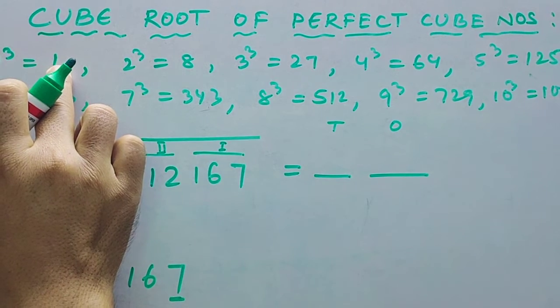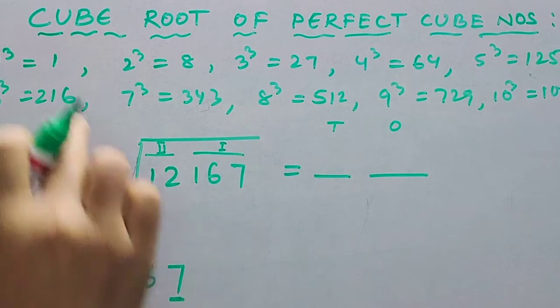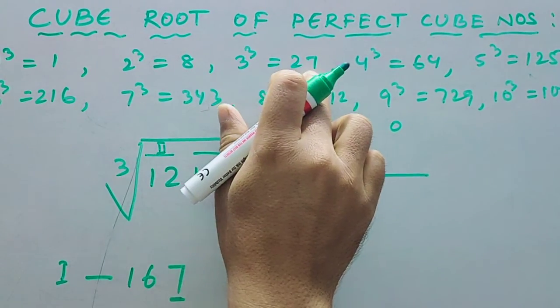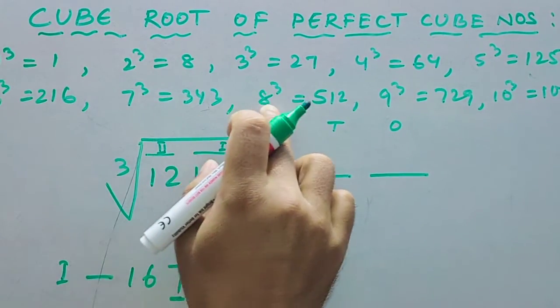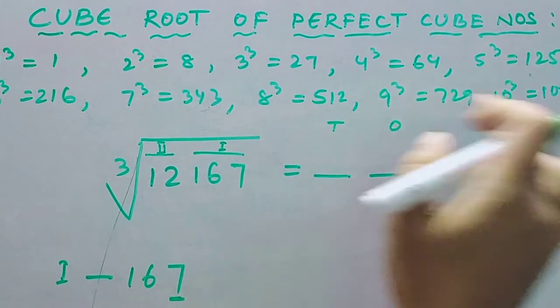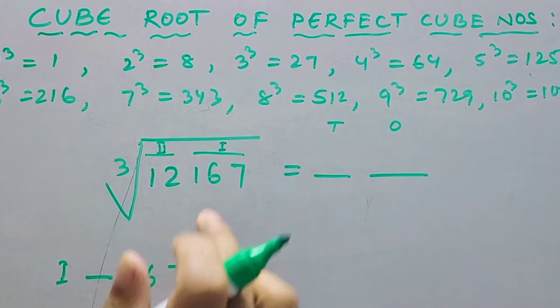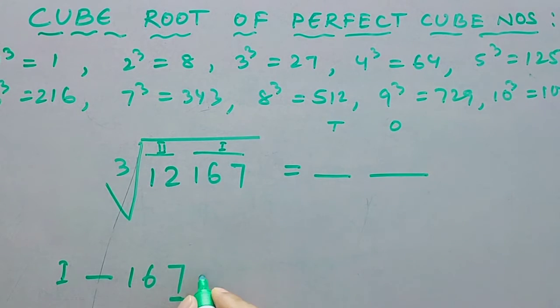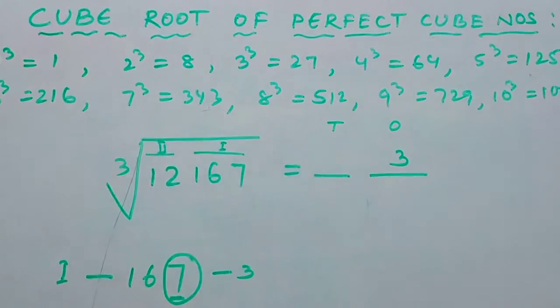1 cube is 1, 2 cube is 8, 3 cube is 27, 4 cube ends in 4, 5 cube ends in 5, 6 cube ends in 6, 7 cube ends in 3, 8 cube ends in 2, 9 cube ends in 9, 10 cube ends in 0. Okay, so 3 cube only will give 7. That means your ones place will be 3. 7 will be given by the cube of 3 only.